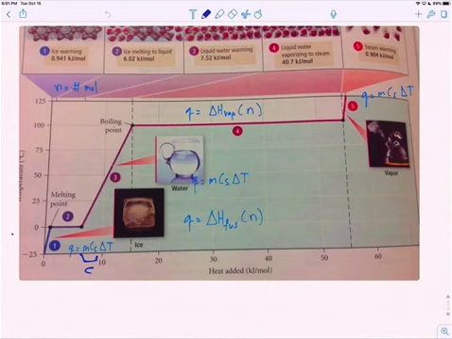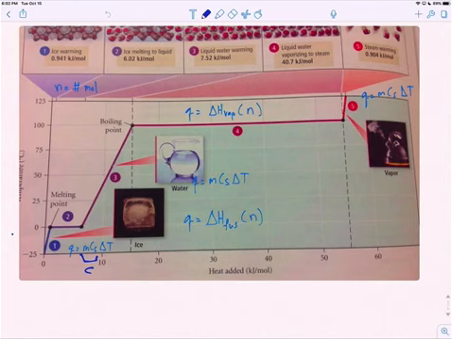Point number 3, the heating of the liquid water in this curve, is the same thing as 1. The heat flow is equal to the mass times the specific heat capacity times the change in temperature. And point 4 is similar to point 2: the number of moles times the heat of vaporization. And point 5 is just like 3 and 1. The heat flow is equal to the mass times specific heat times the change in temperature, or the heat capacity times the change in temperature.